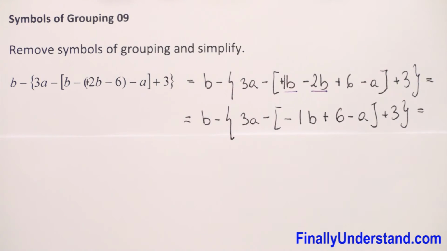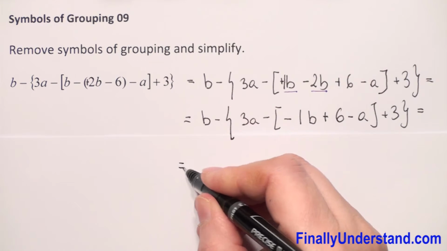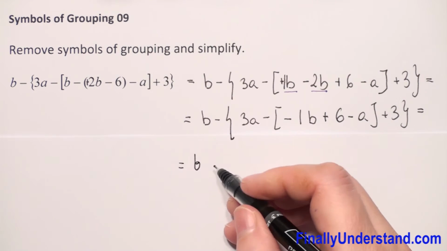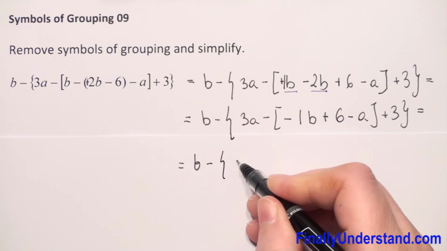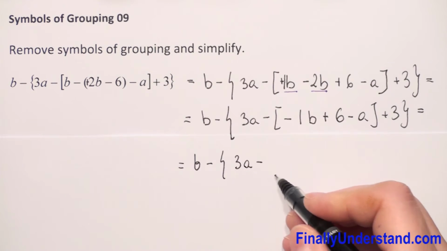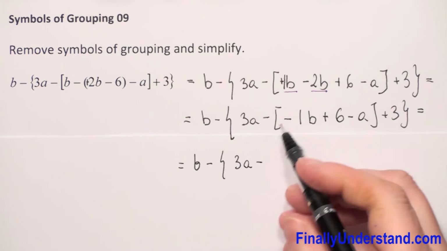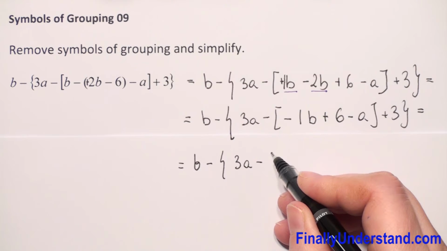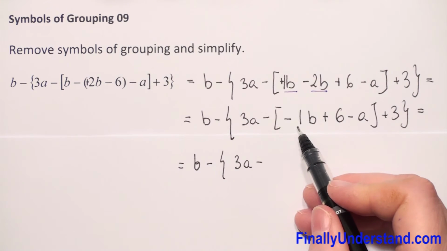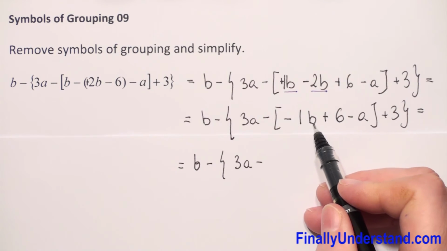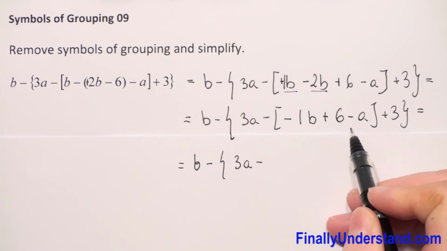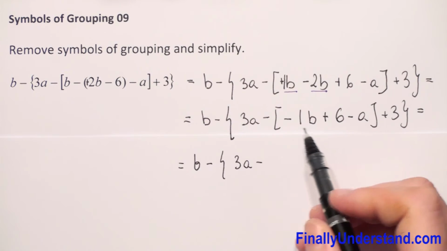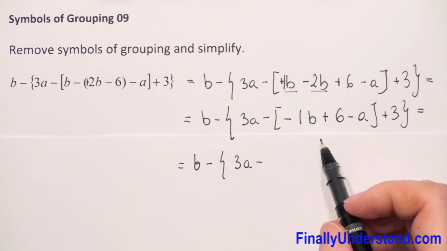So this is equal. Of course, we have plus 6. So now this is equal. b we have to copy, minus, and in the braces we have 3a minus. First we have to do the operation which we can do in the brackets. So we have negative 1b plus 6 minus a. They are different terms, so we cannot do anything.